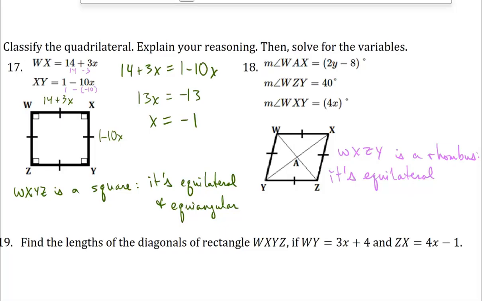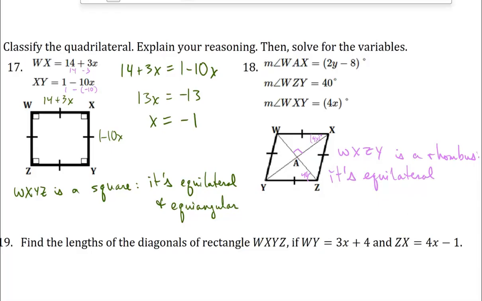Marked with all sides congruent. Okay, so then WAX is 90 degrees, so I can use that to solve for y. And then WZY is this angle right here, which is 40, and WXY, this one, is marked as 4x. Okay, so let's get some relationships here.